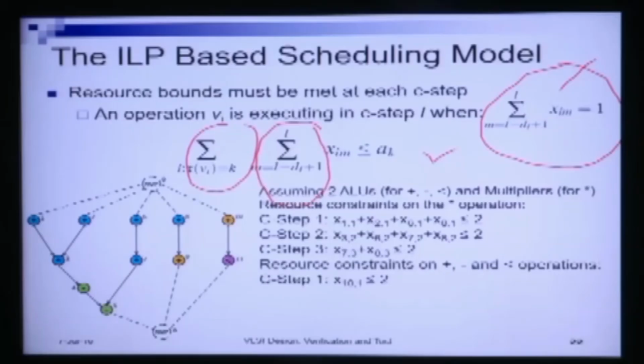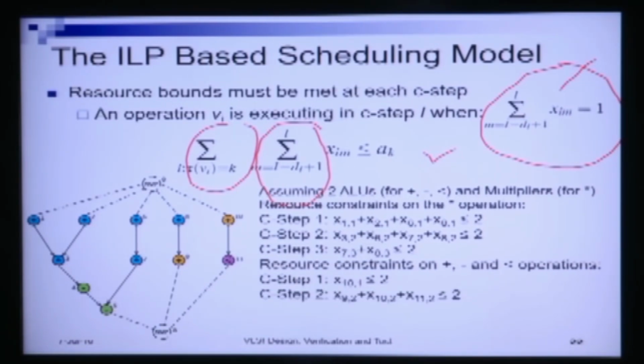Now, we come to the resource constraint on the addition, subtraction and comparison operations that have to be performed using the ALU, the 2 ALUs that we have. So, what do we have? We have a single operation, the 10th operation, that can possibly be scheduled in time step 1 using the ALU resource, and therefore, we have the constraint as x101 less than equals to 2.